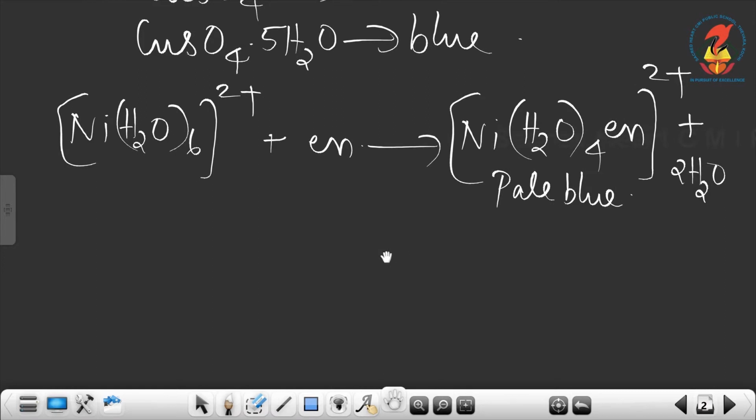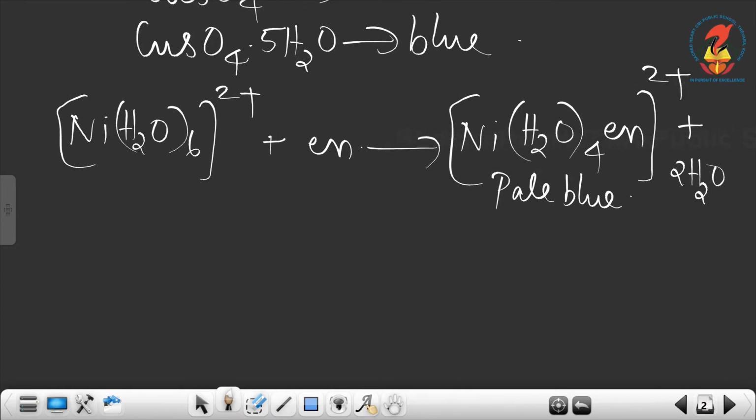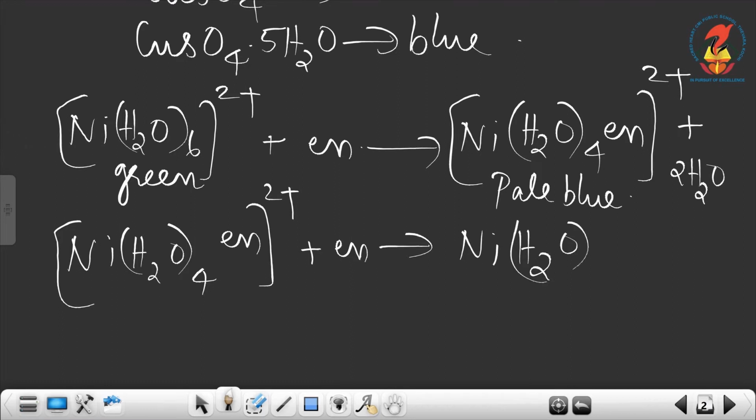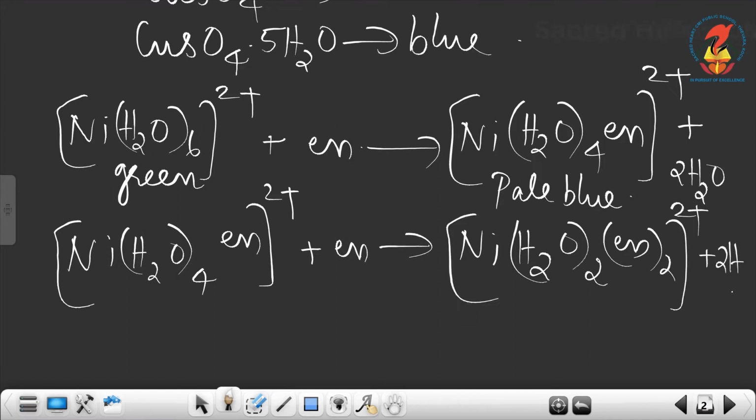Now, in the next step, I am going to add to this pale blue complex, that is [Ni(H2O)6]2+, and this complex [Ni(H2O)6] is green in color. Now, it changed into pale blue. Now, [Ni(H2O)4(en)]2+, another en is added. So, the formula will be, again 2 H2O will be substituted. So, [Ni(H2O)2(en)2]2+.